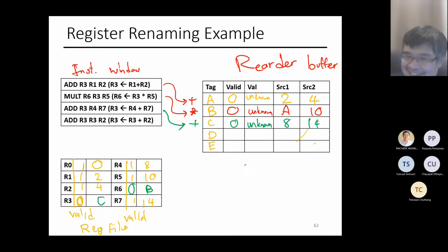The last instruction comes in. I allocate it in the reorder buffer. The source is R3 plus R2. What is R3 right now? Is it A or C? It's C, because you go to the register file, see it's not valid, and the entry is C. So you put in source 1 as C. Source 2 is 4, and the result is unknown. And that's my add.